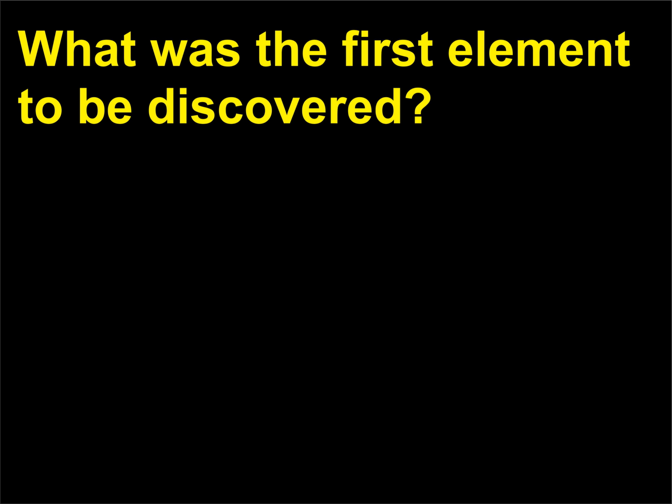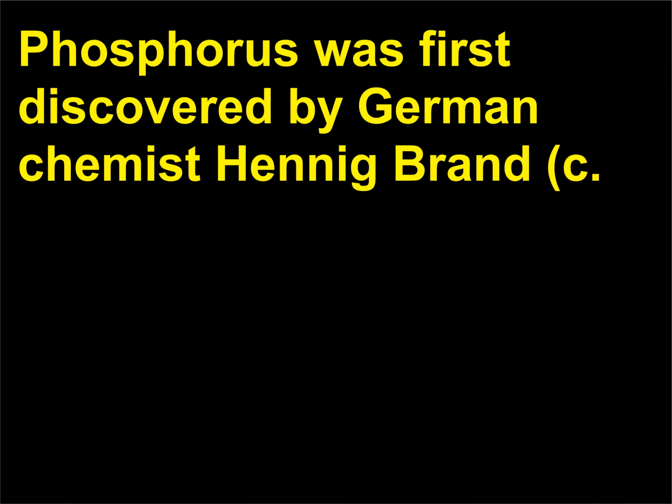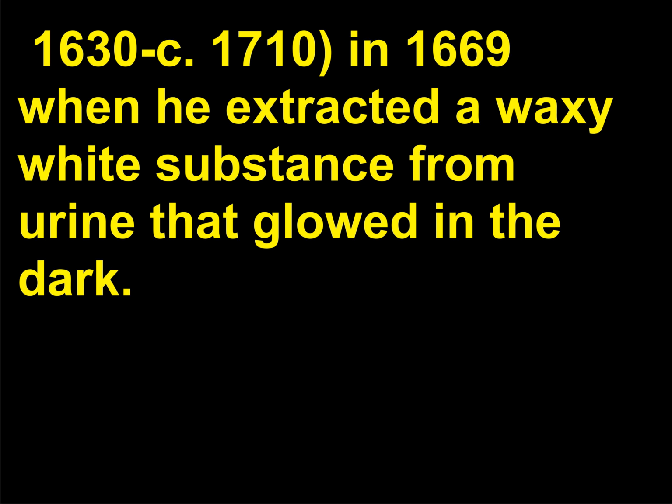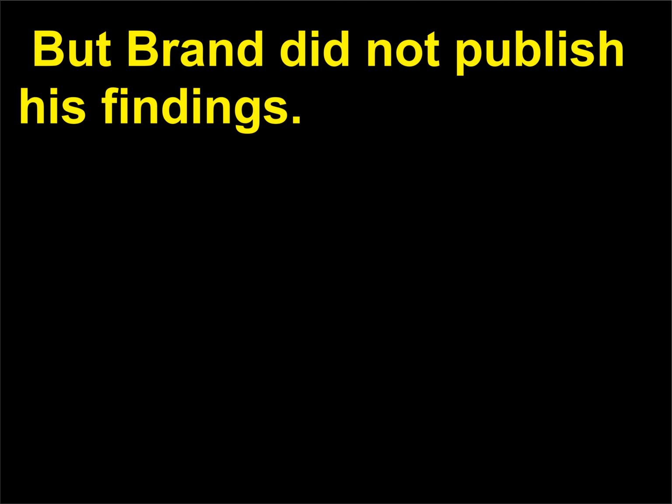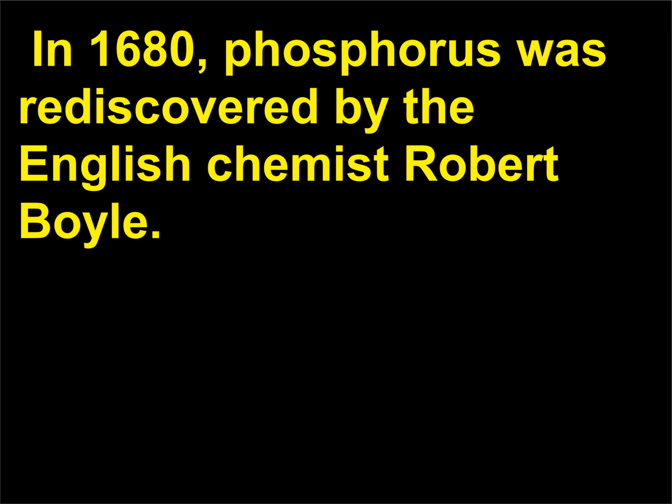What was the first element to be discovered? Phosphorus was first discovered by German chemist Hennig Brand, c. 1630 to c. 1710, in 1669 when he extracted a waxy white substance from urine that glowed in the dark. But Brand did not publish his findings. In 1680, phosphorus was rediscovered by the English chemist Robert Boyle.